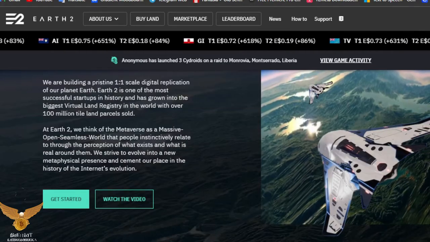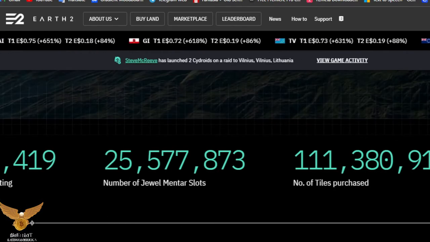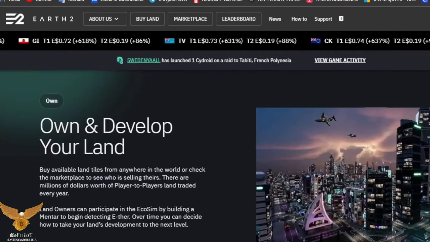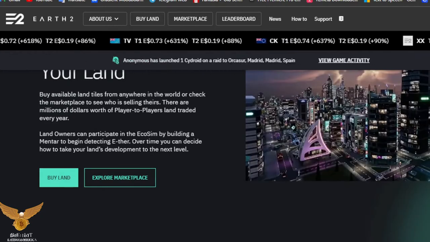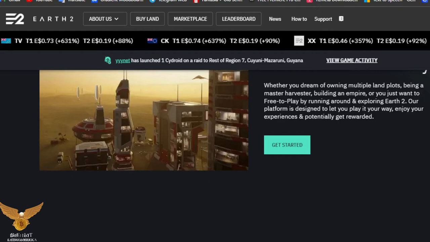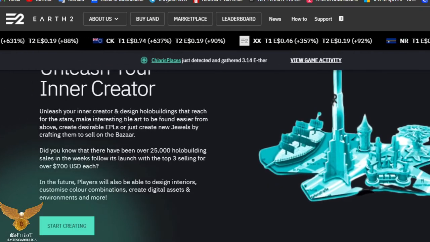Four, cybersecurity risk. Cryptocurrency platforms are susceptible to cyber attacks and theft. There is a risk that hackers may attempt to compromise EARTH2's security and gain unauthorized access to user accounts, which could result in the loss of funds and digital assets.